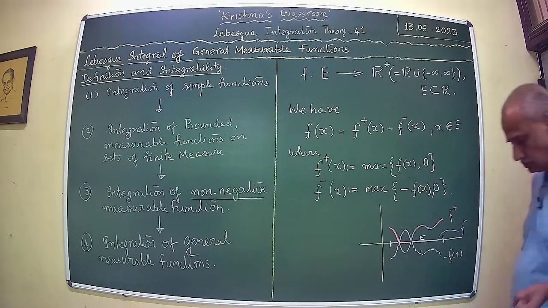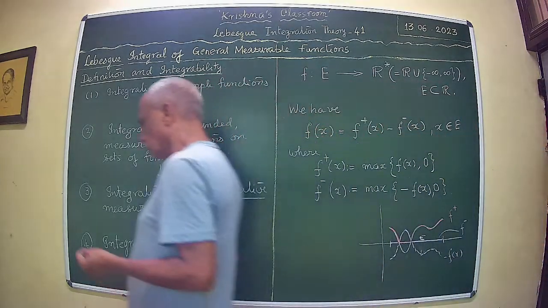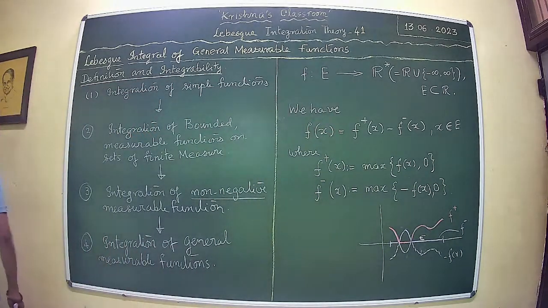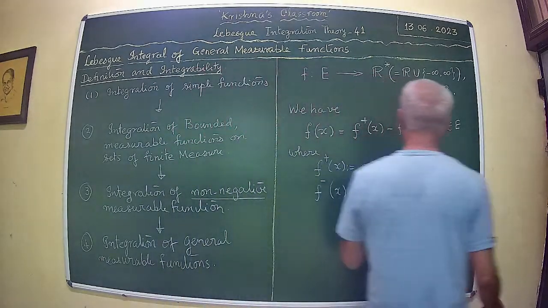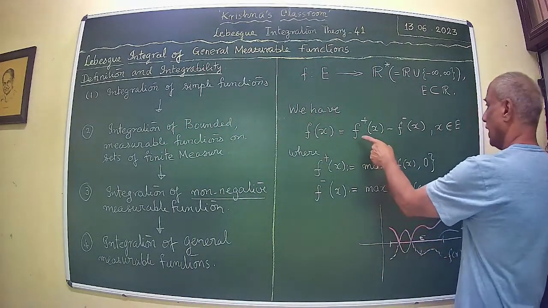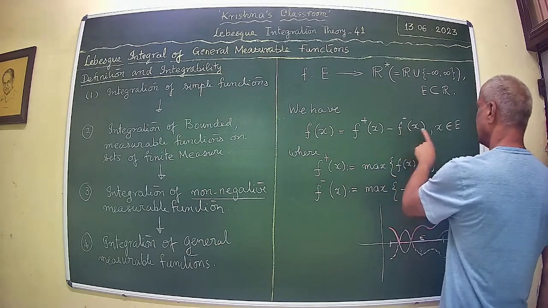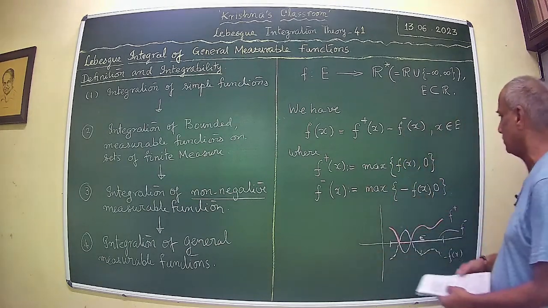Now you can easily see that f(x) is equal to f plus of x minus f minus of x, for x belonging to E. Now there is a problem, except at points where f plus of x and f minus of x are both infinite.